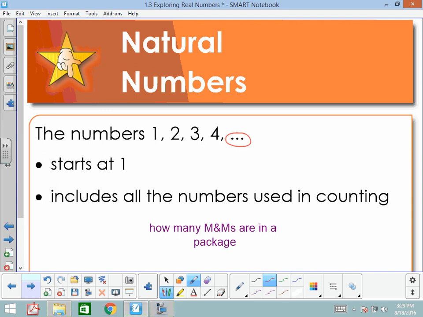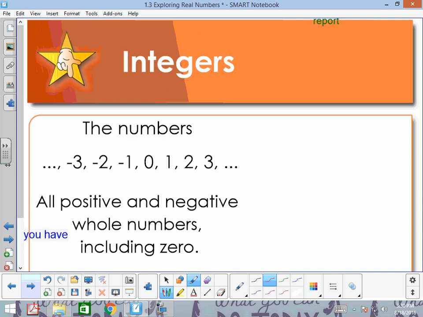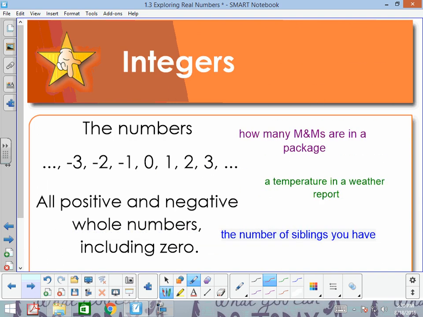All right, the next set includes the natural numbers, and it also includes the number 0. So whole numbers. These numbers start at 0. They include all the natural numbers, which are also the counting numbers. So some examples would be the number of siblings you have and how many M&Ms are in a package. That is whole numbers.